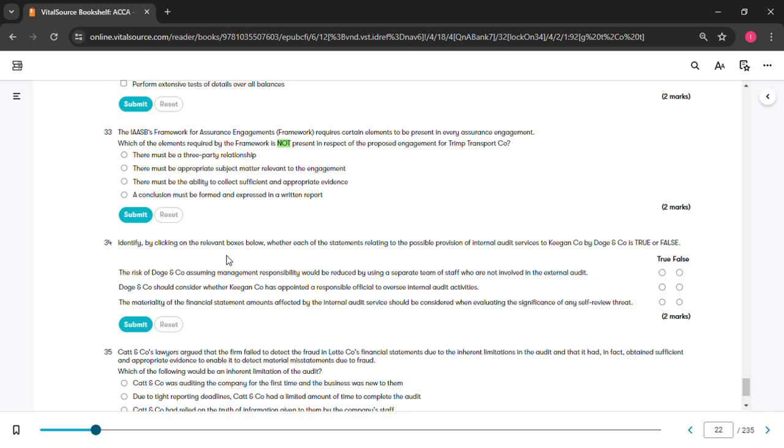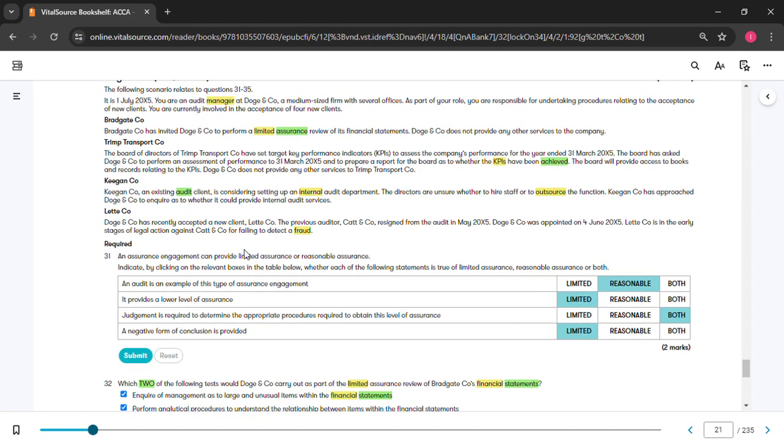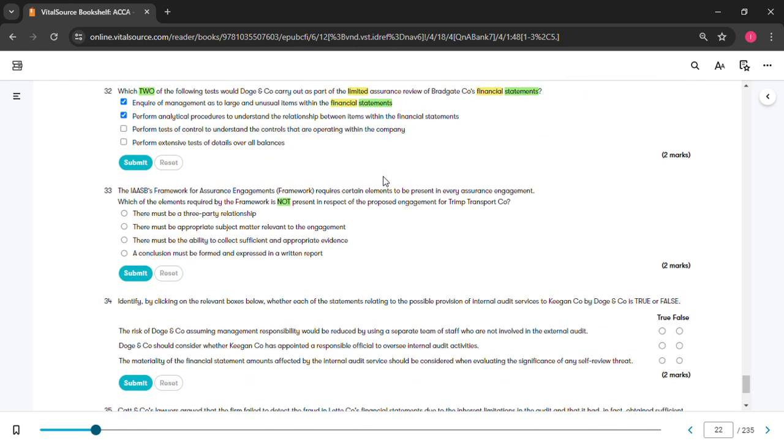Trim Transport. First read what the Trim Transport scenario is. The board of directors of Trim Transport set key performance indicators to assess company performance for the year. The board has asked the auditors to perform an assessment of performance and prepare a report to the board on whether the KPIs have been achieved. The board will provide access to the books and records. The auditor does not provide any other services to Trim. The board of directors is the management, and there is the auditor. Now, what is the answer? Tell me.